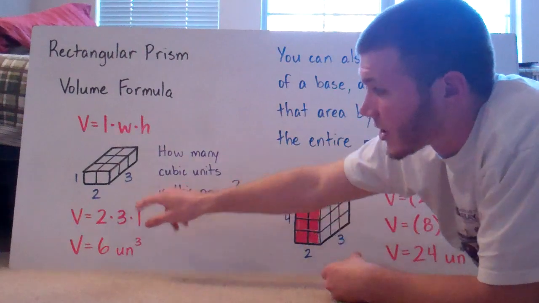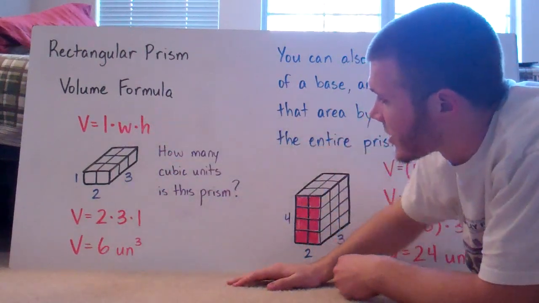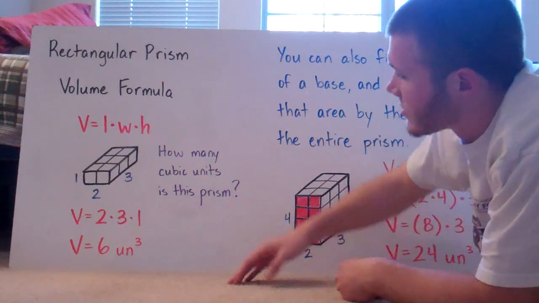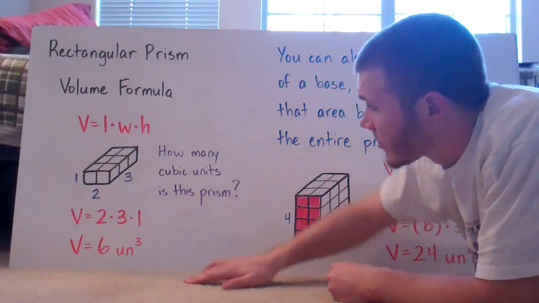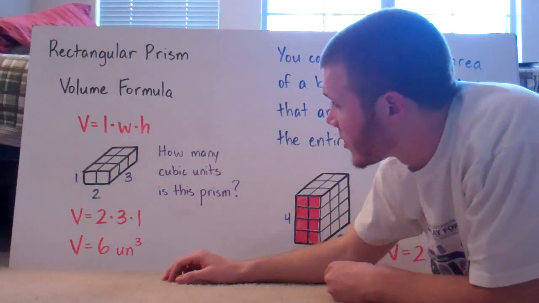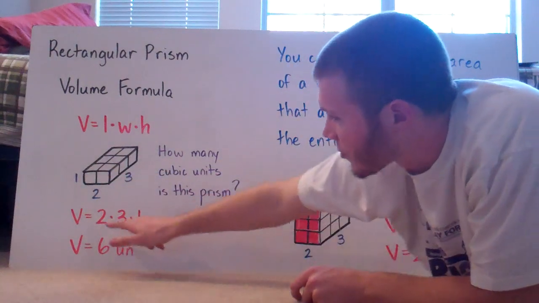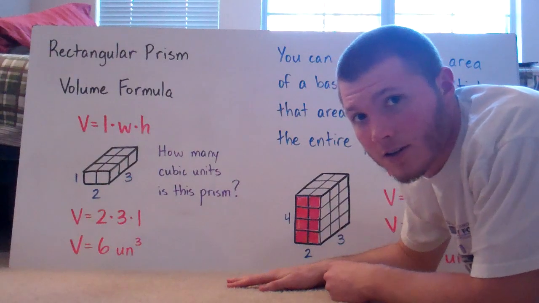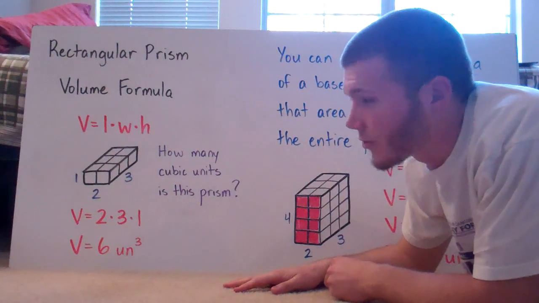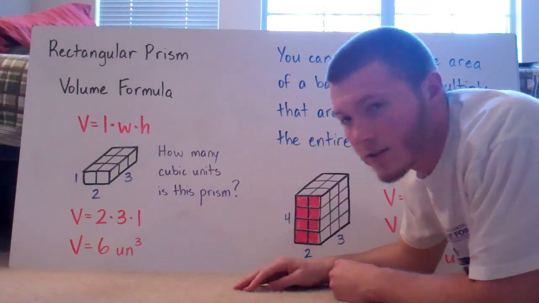Or, especially when you're dealing with bigger numbers, you're not going to be able to count all those cubes. You're going to use that formula. So how many cubic units are in that prism? Well, the length we'll say is 2. The width is 3. And the height is just 1. When we multiply all of those, guess what? We get 6 cubic units. That's all you have to do to find the volume of a rectangular prism: length times width times height. 3 dimensions.